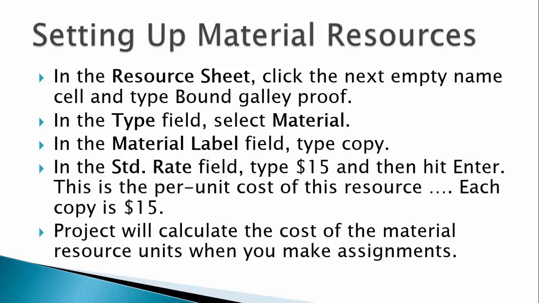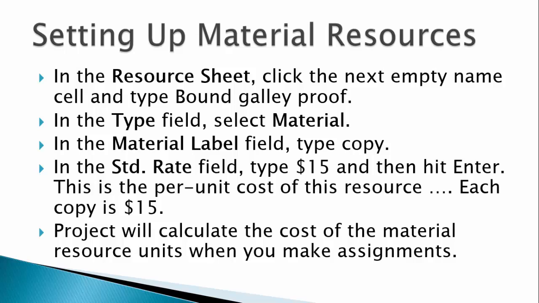So far in this course, we've seen work and cost resources. Now it's time to take a look at material resources. Let's assume that each bound galley proof of the book we order costs us $15. We may need to order several for the copy editors and others that will review the book. So we can set them up as a material resource. These are resources that are charged to the project as they are used or consumed.